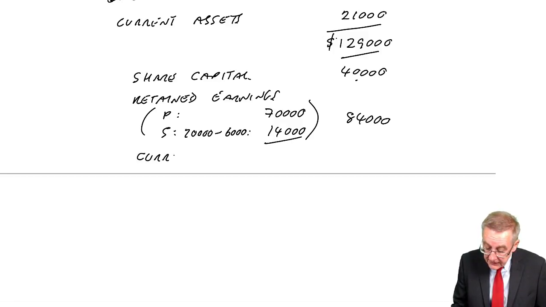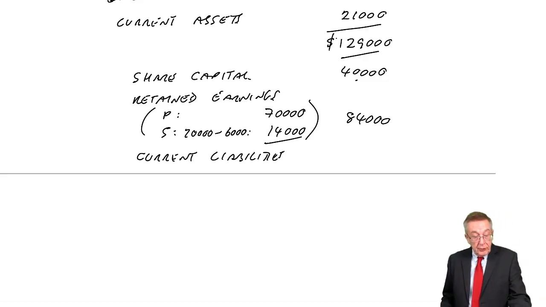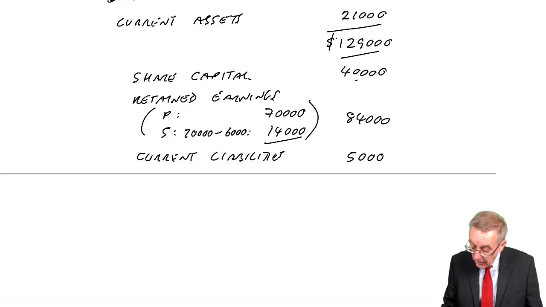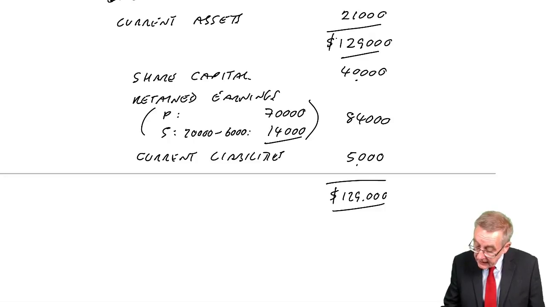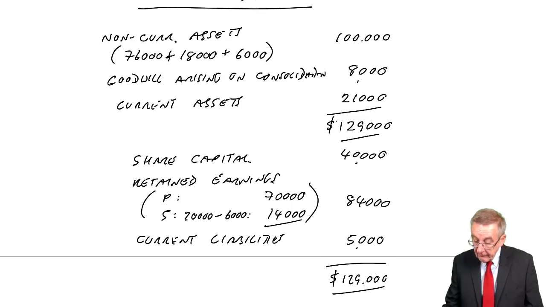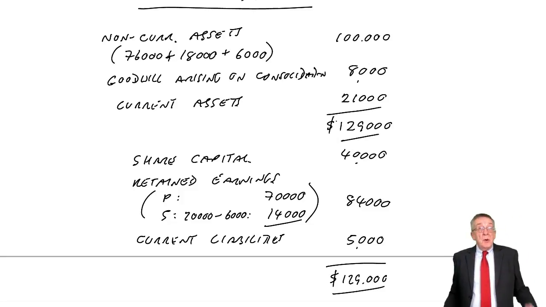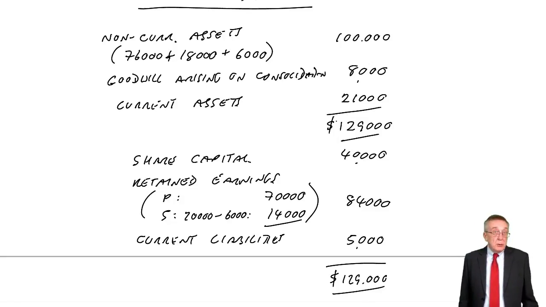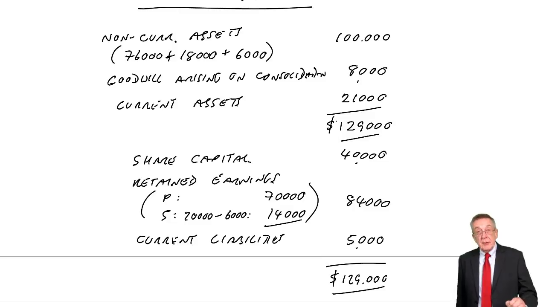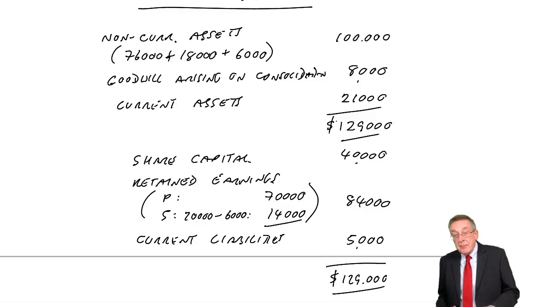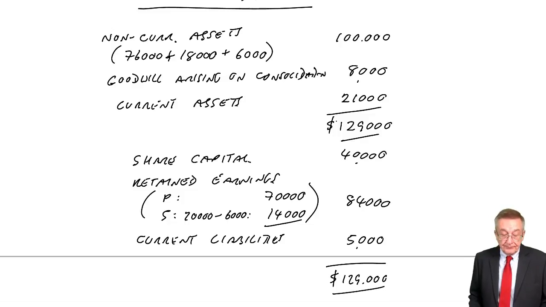Finally, the current liabilities. Add up 3 plus 2 is 5. And so the total, 129, it works. So there we are. So, where are we? We know how to calculate goodwill and deal with this fair value adjustment. And we know how to calculate the retained earnings. Always all of the parent plus the post-acquisition earnings of the subsidiary.